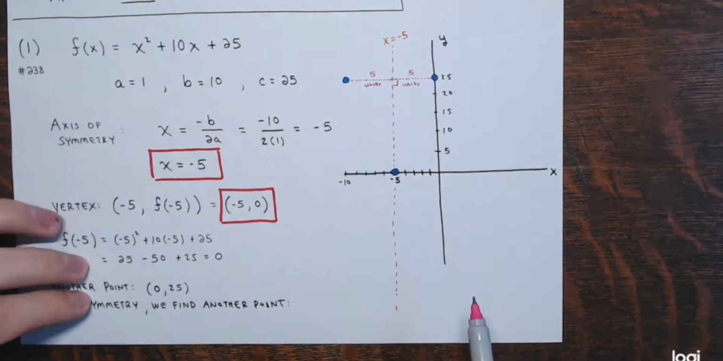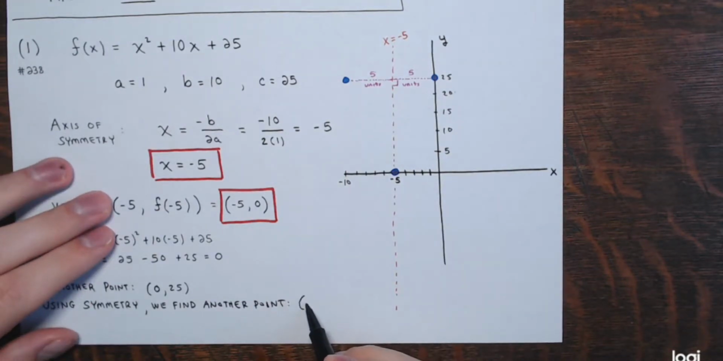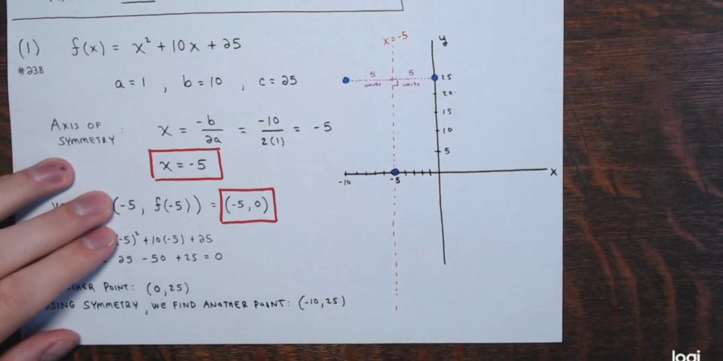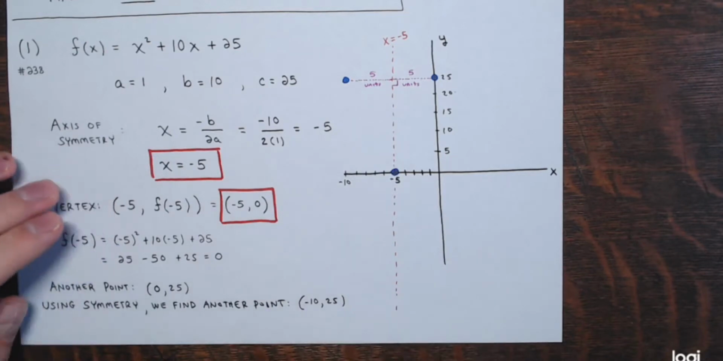So you see what I'm saying? I hope you do. So the ordered pair (-10, 25) would also be on the parabola. That's this point I plotted here. And then graph.